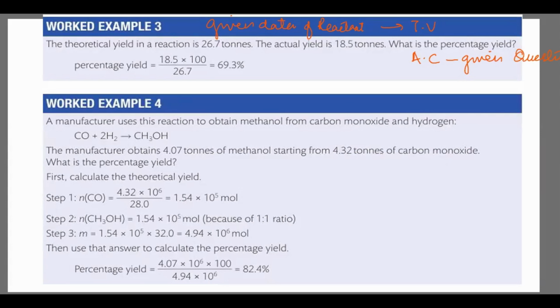Now let's see here. It says that the theoretical value in the reaction is 26.7. That's given here. This is a worked example. They're just letting you use this formula. And the actual value is 18.7. So this is the formula, where we have the actual value divided by the theoretical value times 100. So 18.7 is the actual value, the theoretical value is already given here, multiply by 100, and we get the percentage yield 69.3. So they are saying that the product you're obtaining is not 100%.